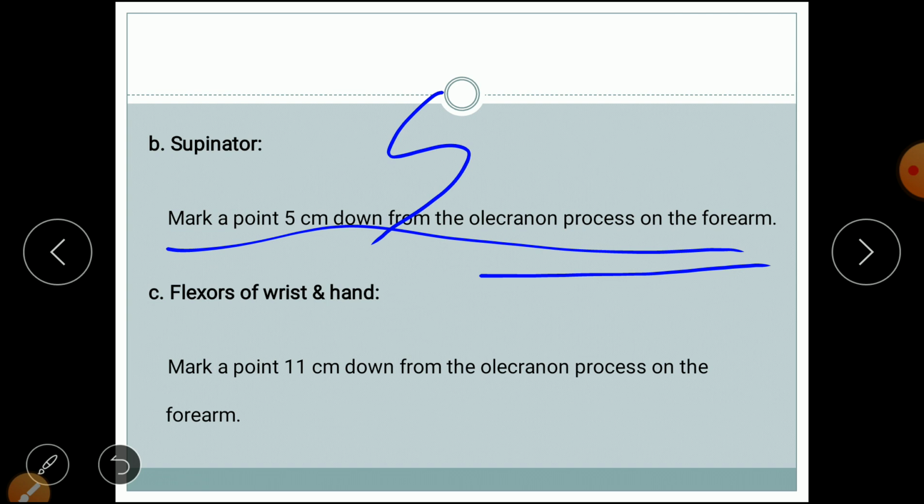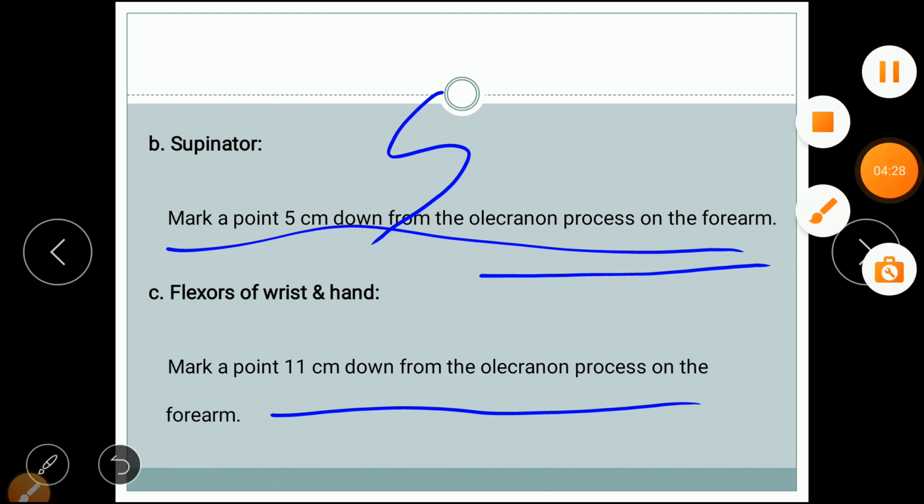So you have to remember 5 centimeters down from the olecranon process for the supinator muscle, and compare both sides. Next are the flexors of the wrist and hand. Make a point 11 centimeters down from the olecranon process on the forearm. This is about the compartment of muscles, not an individual flexor muscle. This is about the group of muscles, the flexors of the wrist and hand.